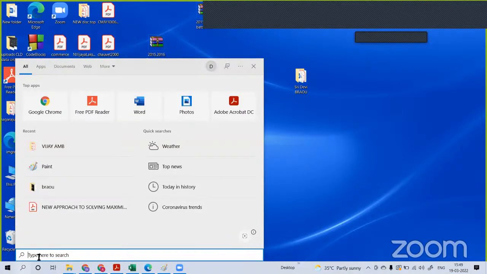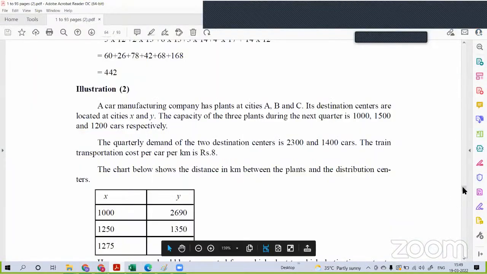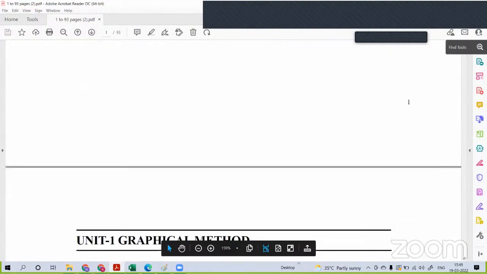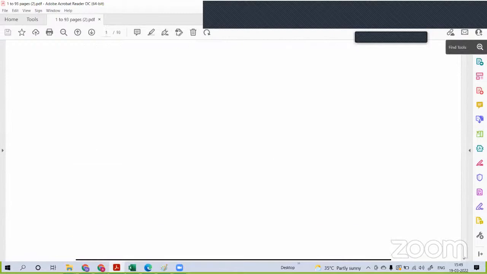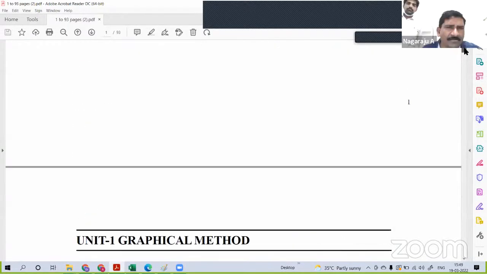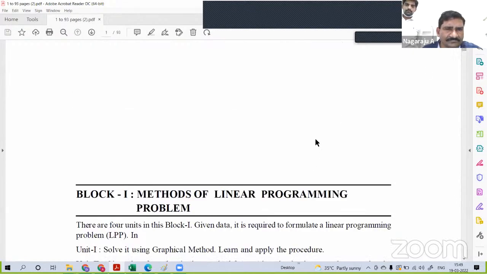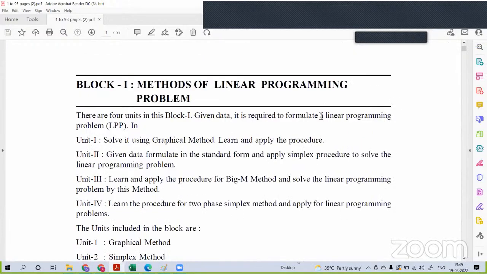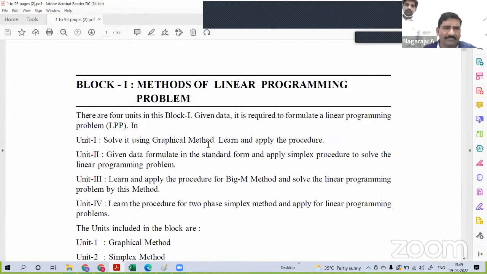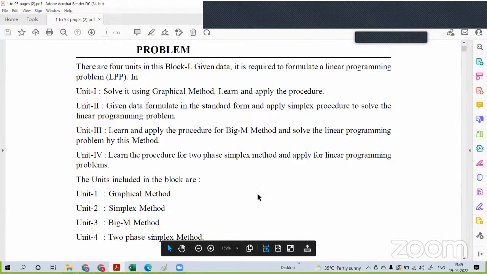Introduction. First topic, introduction to operations research and some mathematical preliminaries. Second topic, linear programming models and solutions: graphical and simplex method, big M method and two-phase method.